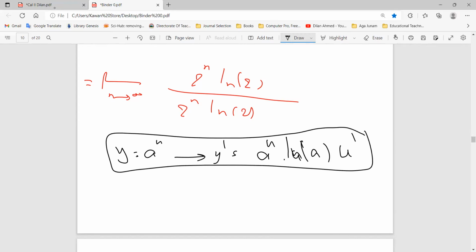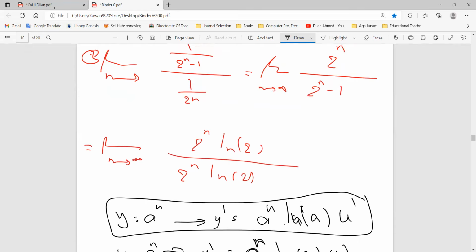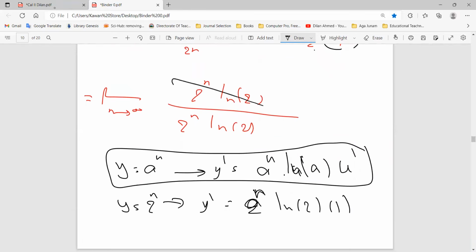So derivative of 2 to the power n is equal to itself times the derivative of n, which is 1, times ln of the base. Okay? How about the derivative of the denominator? That one is the same, so we get what? 1, as n approaches infinity is equal to 1. Understood?